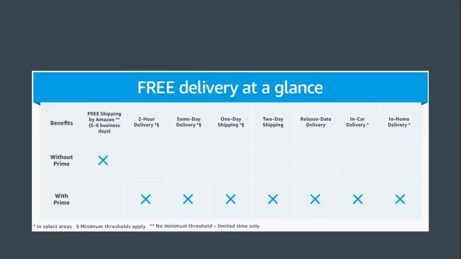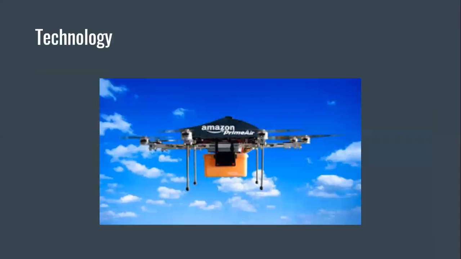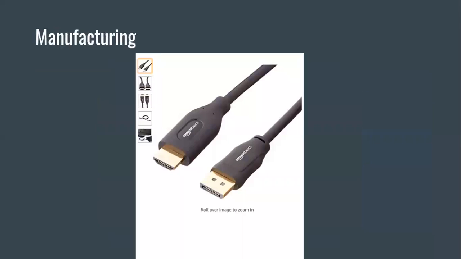And then next, about the technology. Technology is how Amazon will deliver the product. In this picture, Amazon uses a drone to deliver products, so the time estimation is much faster. And the last one is manufacturing, which is when Amazon buys the product from another company and gives it Amazon labels.